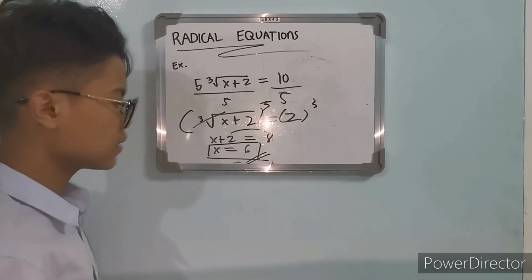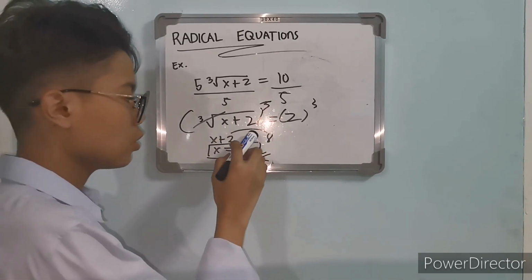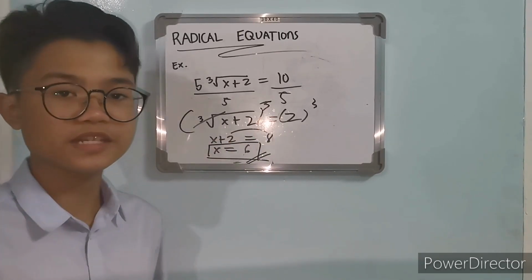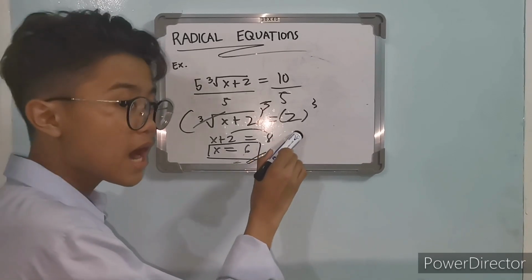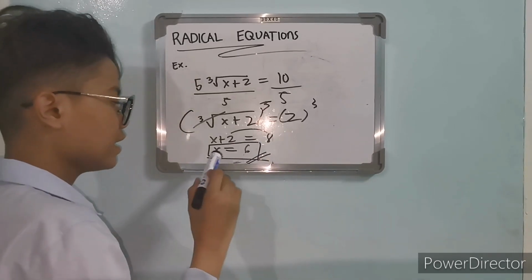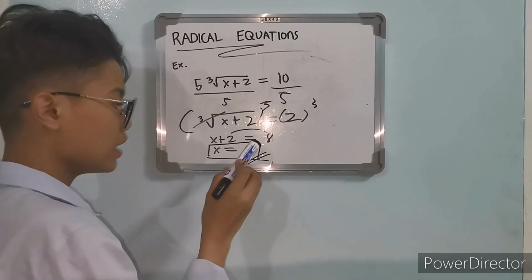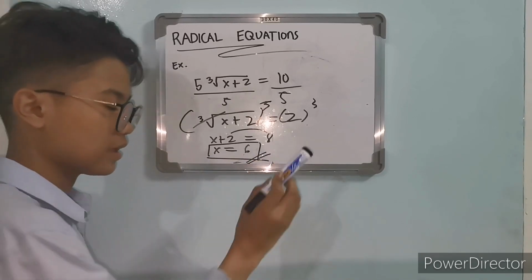Then we transpose 2, that means it goes over the equal sign and it changes in sign, so it becomes 8 minus 2. And then 8 minus 2 is 6, so x is equal to 6.